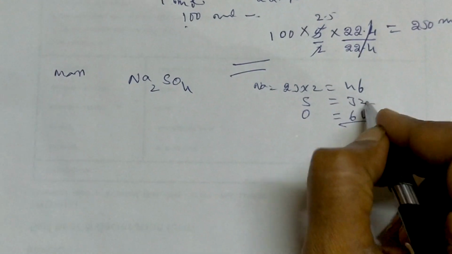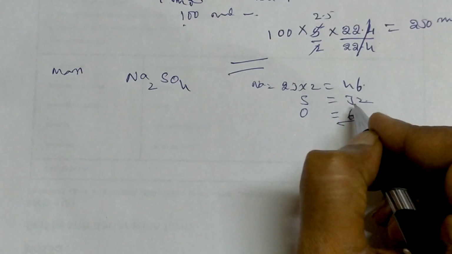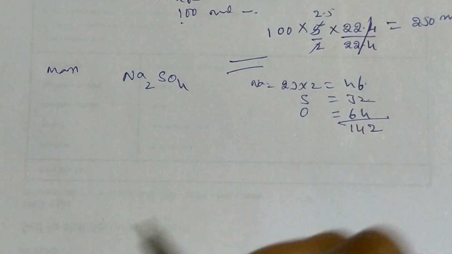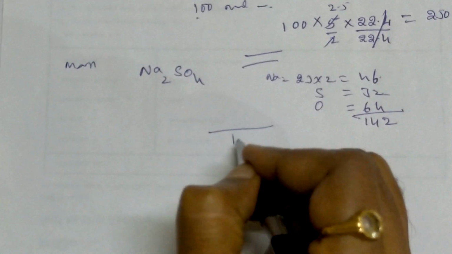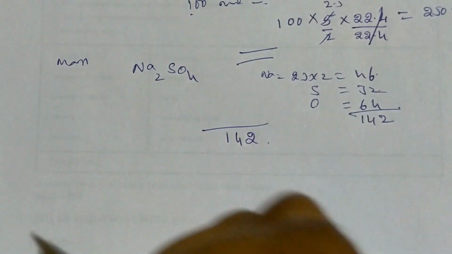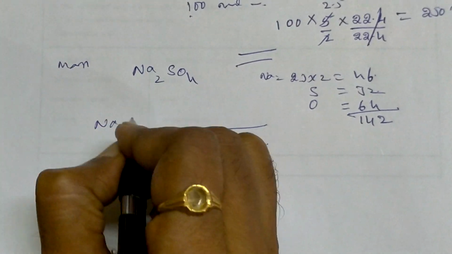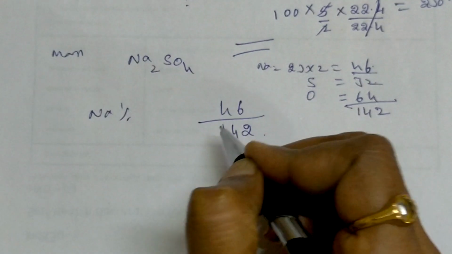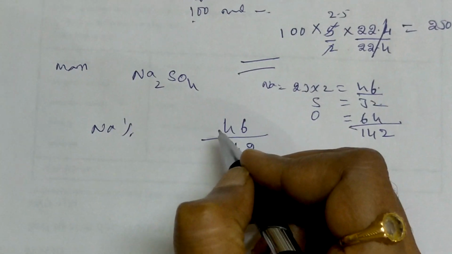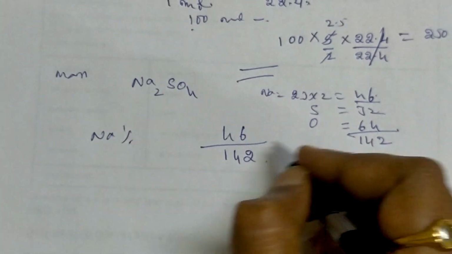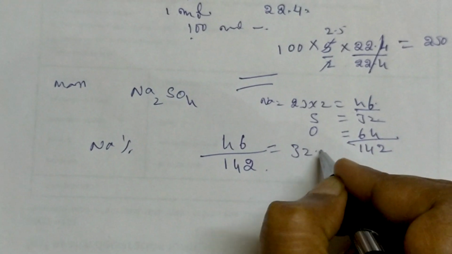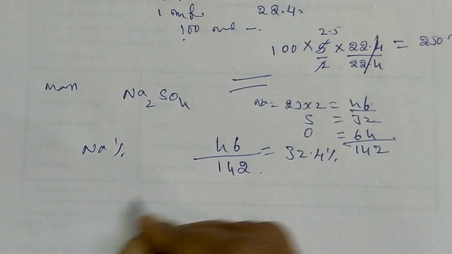Then total weight is 46 plus 32 plus 64, which is 142. Total is 142. So in the denominator, for any percentage, the denominator will be the total weight. Sodium percent, if somebody is asking, sodium is 46 by 142, that is nothing but something like 32.4% roughly, easily calculated.